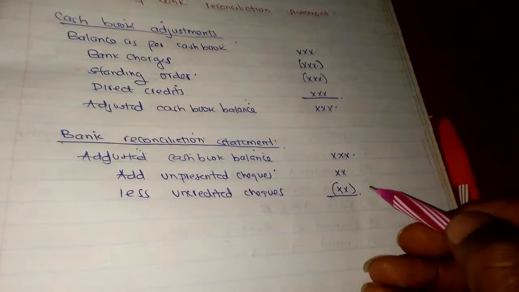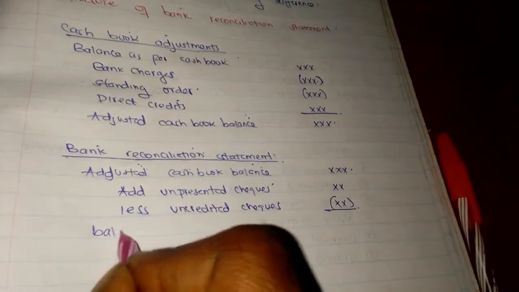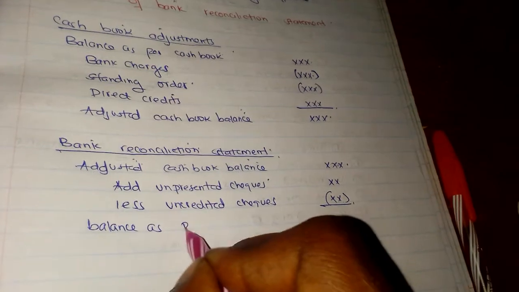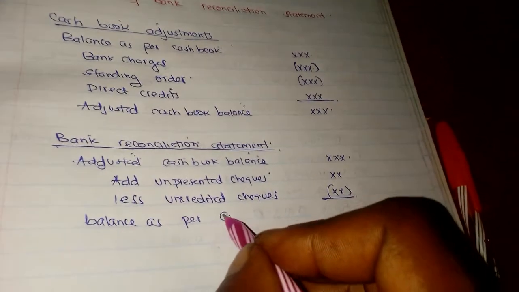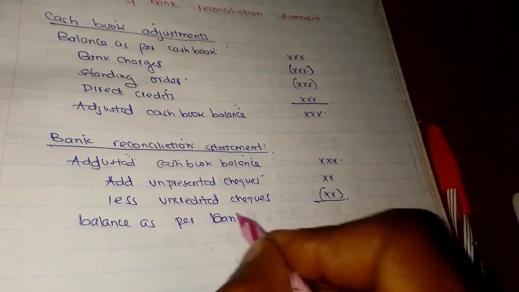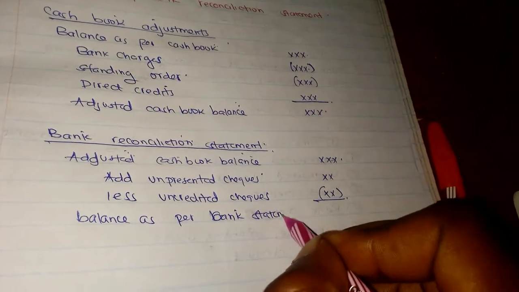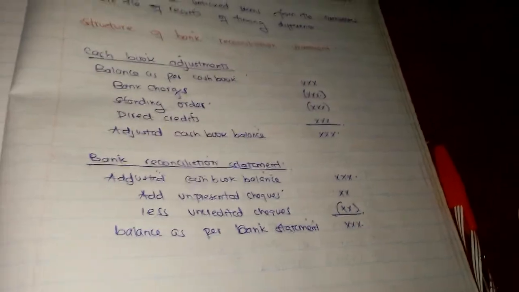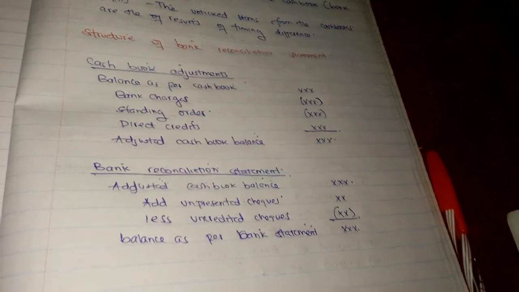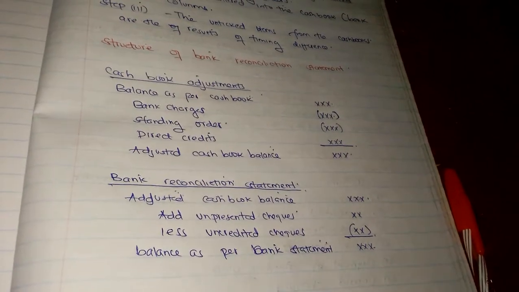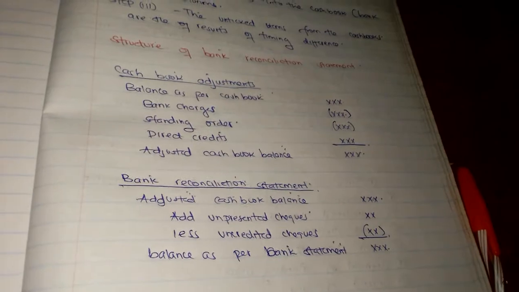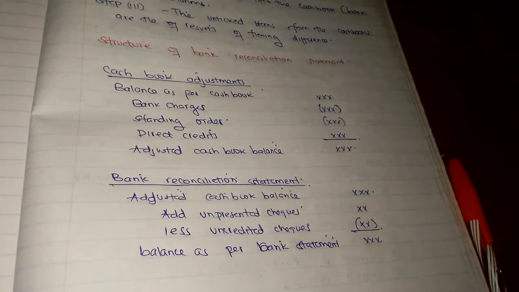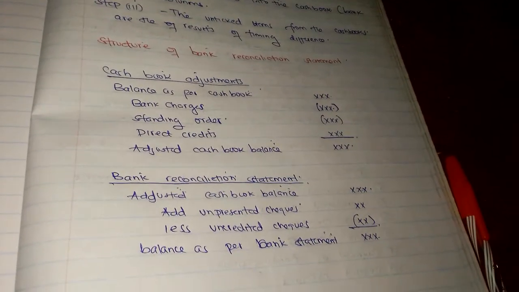You're going to find out the balance as per what? As per bank statement. And that's the procedure on how to deal with the question concerning bank reconciliation process. So that's all, but we must do one example for you to understand well what is going on.